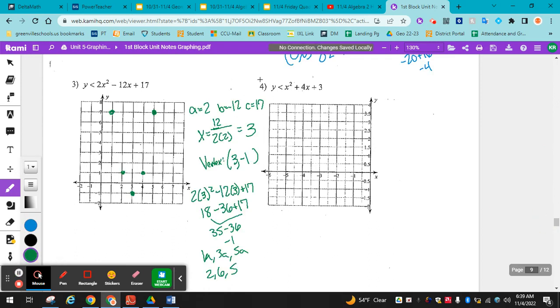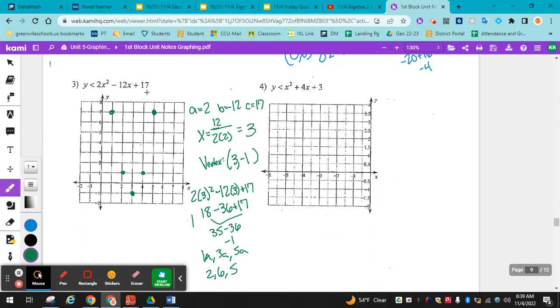Okay, so I went ahead and got all the points, found the axis of symmetry to be 3, found the vertex to be (3, -1). After I plugged 3 into the equation, my slope was 1a, 3a, 5a, a is 2, so up 2, right 1, up 6, right 1.